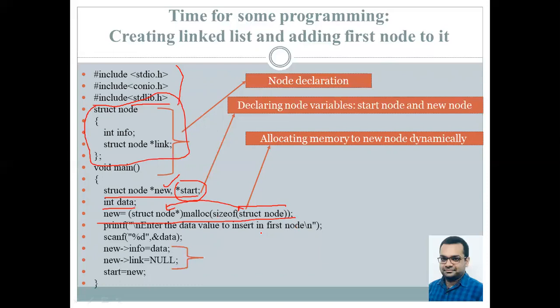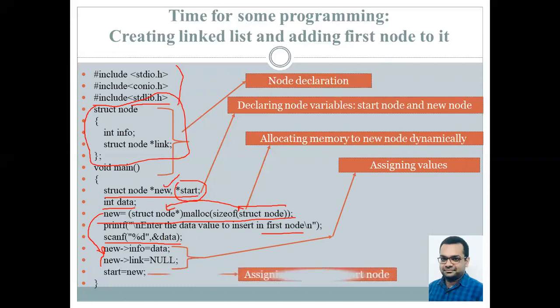Then we prompt the user to enter the value to insert and get the input from scanf. Now since our linked list is empty, first of all we assign the values to this newly created node using these two assignment statements. That is, new->info gets the value of data and new->link becomes null. Null because it's the first node that is entered and possibly the last one also. And therefore, finally, we assign the address of this newly created node to start.